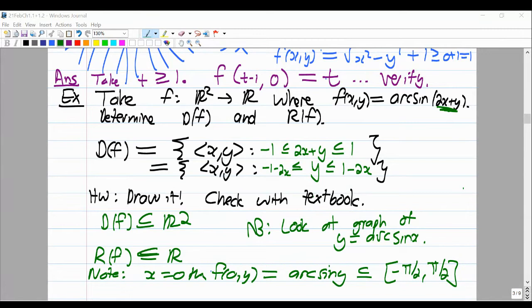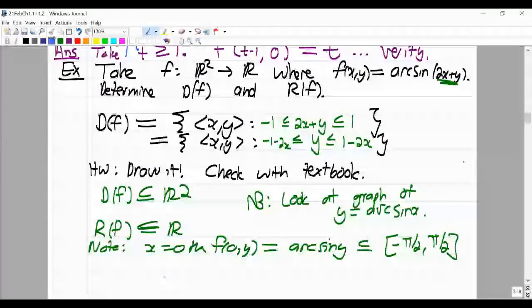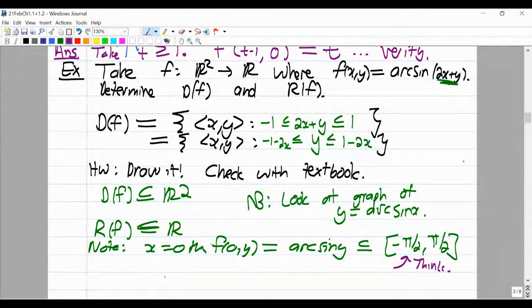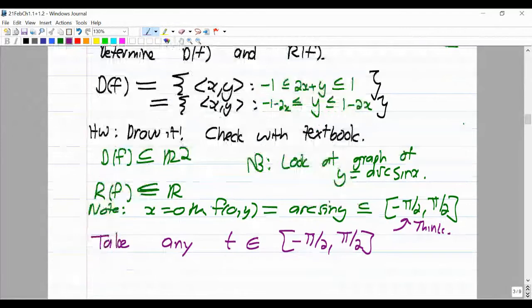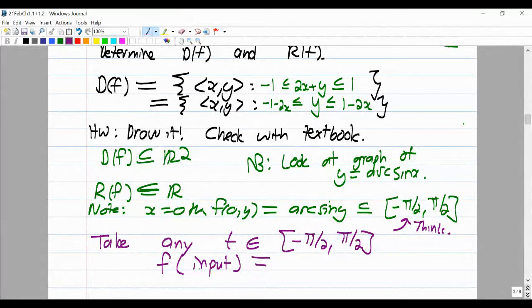And so, let's continue. Just like the previous problem, this is what we think the range will be. So what we now have to do is the following. We have to take any t in this interval, and our job is to come up with an input, a 2D vector, that if we plug it into the function, its output will be t. Because if we can do this, then we know what the range is.